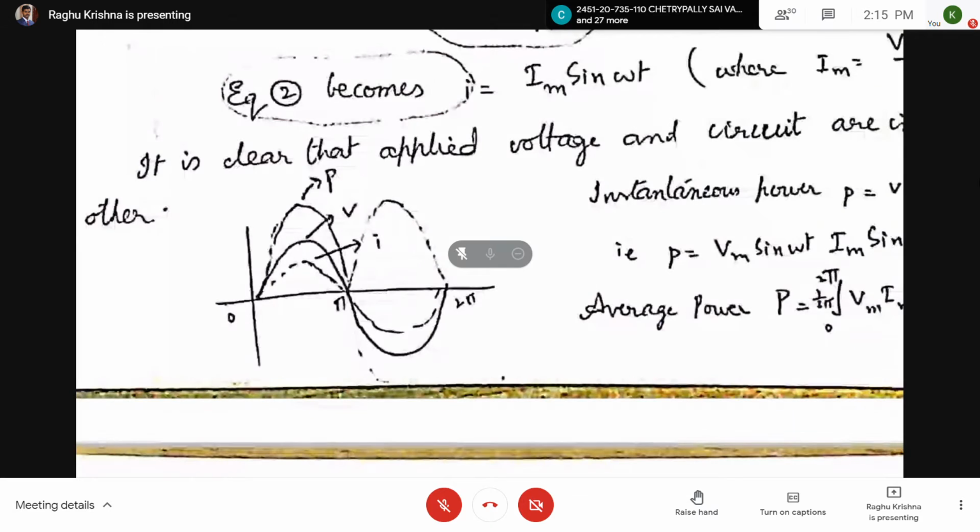At omega t equal to 0, power is equal to 0 as V equals 0 and I equals 0. When V is maximum, I is maximum, then power will be maximum. So here you can see the power waveform. It is a positive wave. During the negative half cycle of the voltage, that is from pi to 2 pi, the voltage and current both are negative. When voltage and current are both negative, what about the power? Power will be positive. So here I have drawn the power as positive.